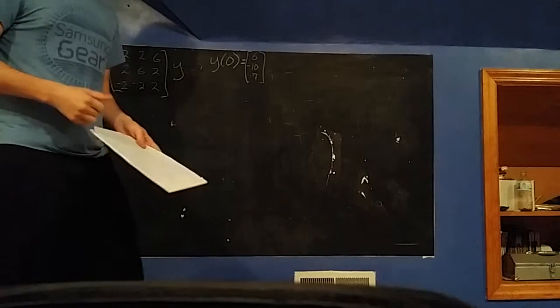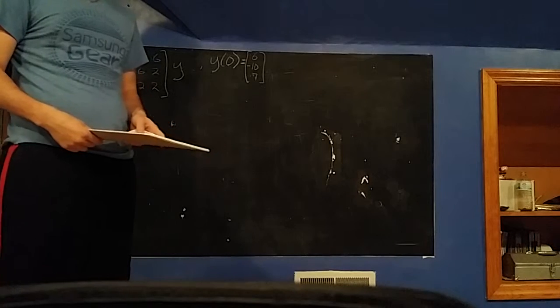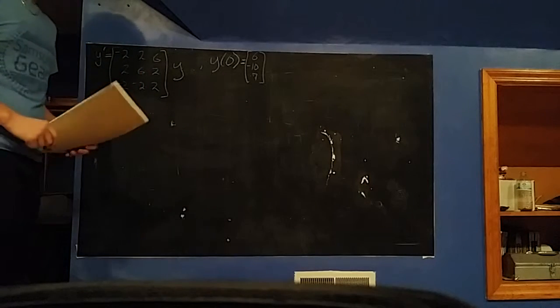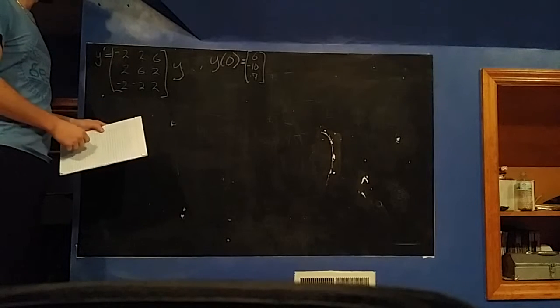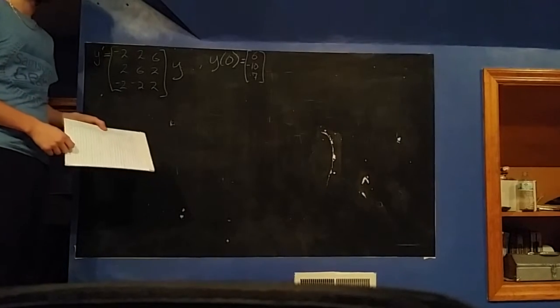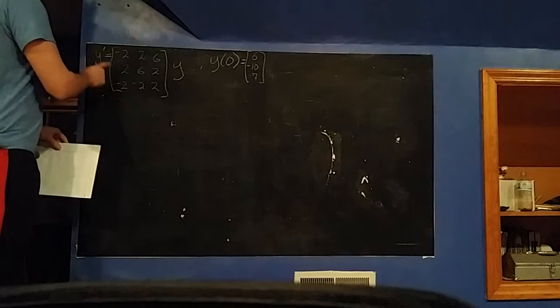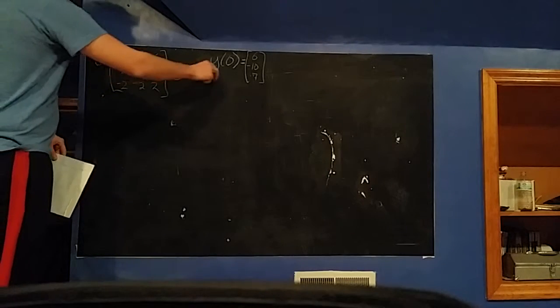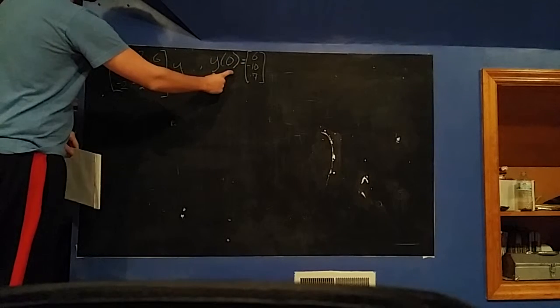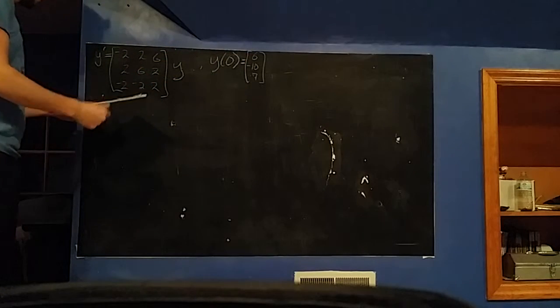Hey guys, my name is Aiden, and today I'm going to work on a problem for a system of differential equations. From Trench, number 10.4.27, we are given y prime equals some A times y, and our initial value y of 0 is 6, negative 10, 7.